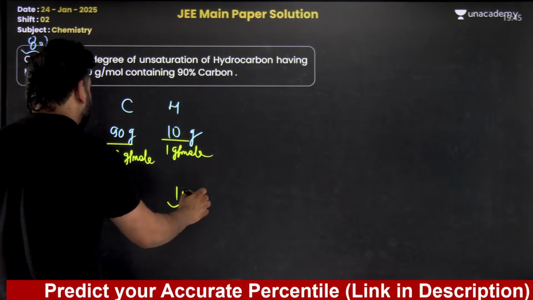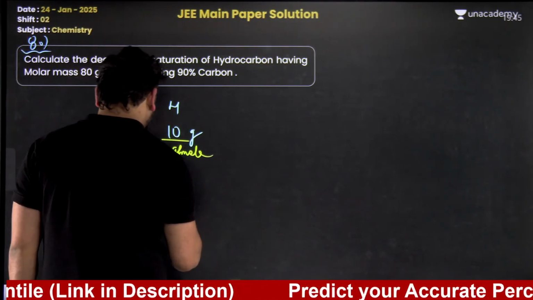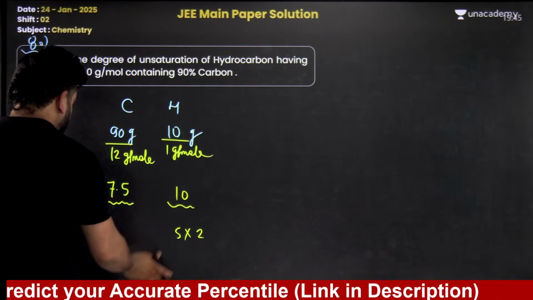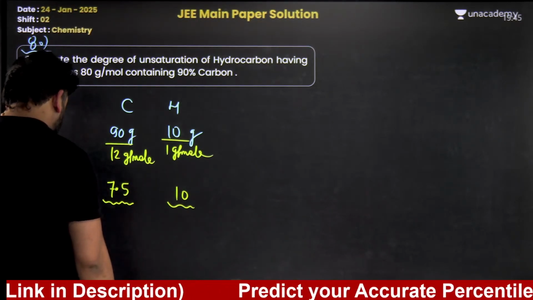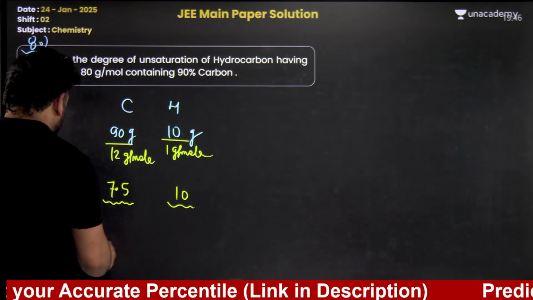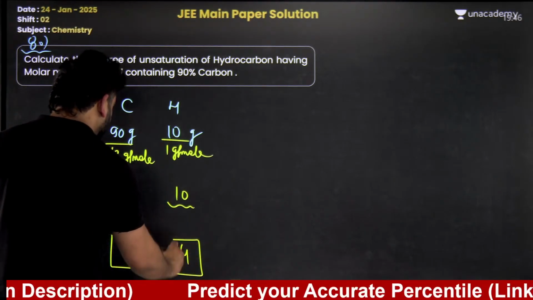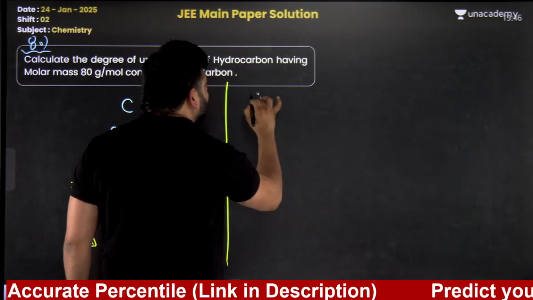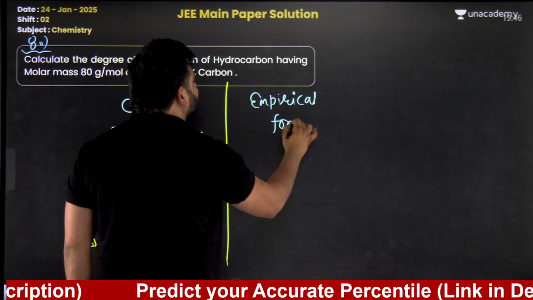So the nearest ratio should be what? What must I write? The smallest ratio, if I divide them by 2.5, will be 3 and 4. 3 ratio 4 is coming, right? So the empirical formula that we can generate will be what?